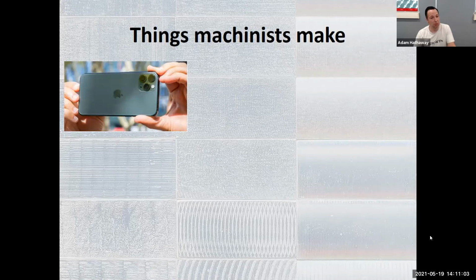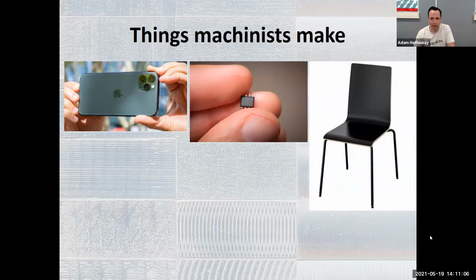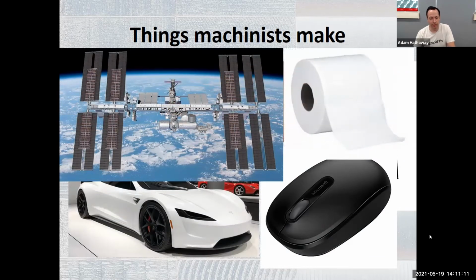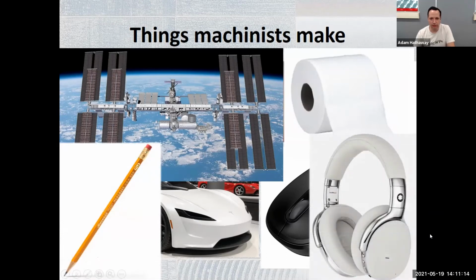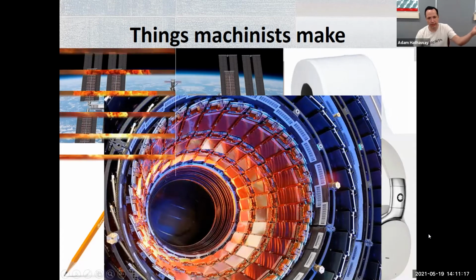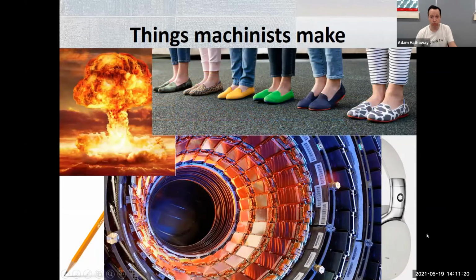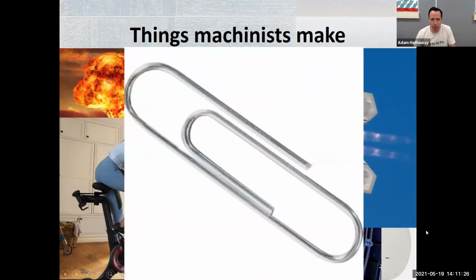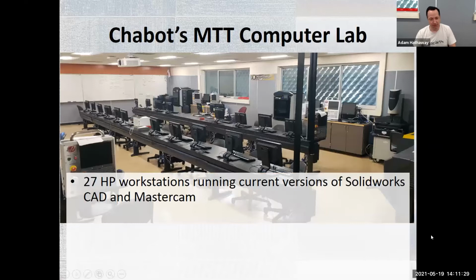Some of the things we make: iPhones, microchips, chairs, mice, Teslas, International Space Stations, toilet paper, pencils, headphones, super colliders, nuclear bombs, shoes, Pelotons, aircraft, and most importantly, paper clips. So we make a lot. In fact, I usually use the analogy that we are kind of the shoemaker's elves, right? We do all the work, get zero credit. So the question really is, what can you make?